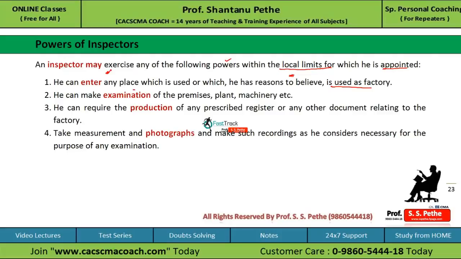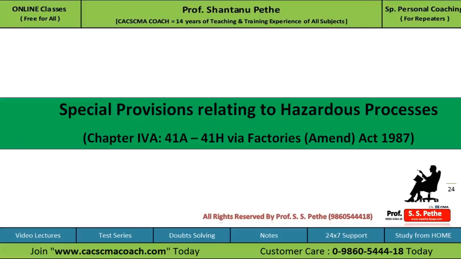He can make examination of the premises, plant, machinery, and he can require the production of any prescribed register or any other document relating to factory. He can also take measurements and photographs and make such recordings as he considers necessary for the purpose of any examination.